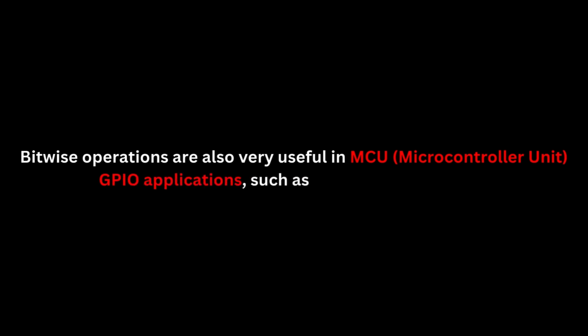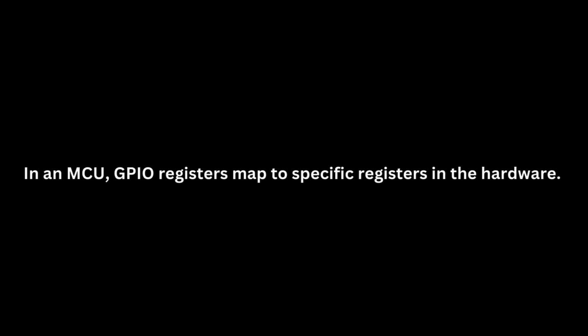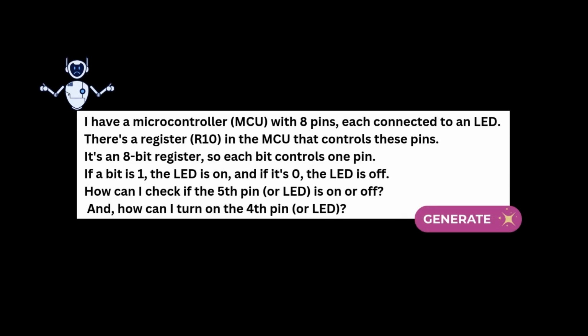Bitwise operations are also very useful in MCU, microcontroller unit, GPIO applications, such as controlling LED lights. In an MCU, GPIO registers map to specific registers in the hardware. Controlling an LED means setting or getting a specific bit in the corresponding register. Here's an AI prompt to learn how to control an LED using bitwise operations in an MCU.